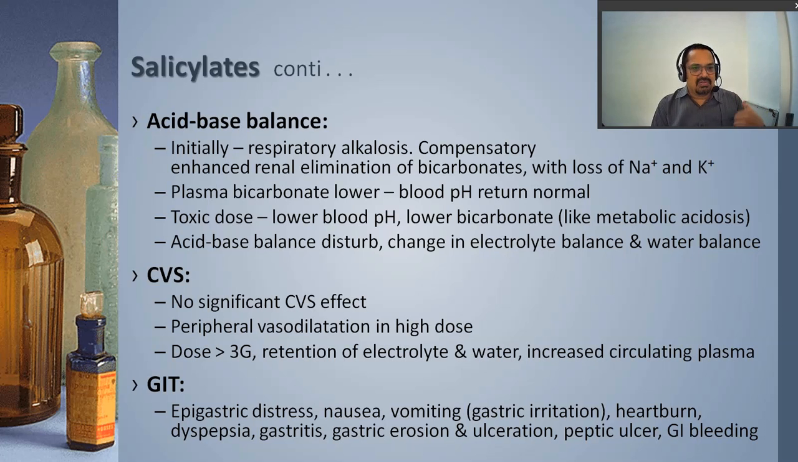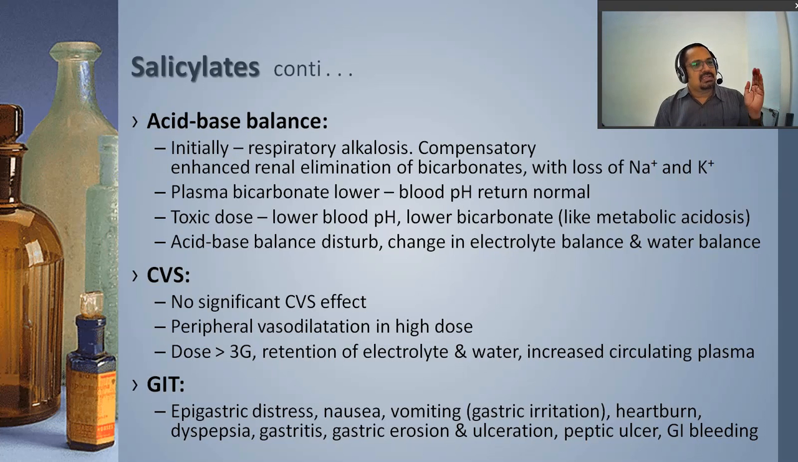Plasma bicarbonate level will be reduced and blood pH will return to its normal level. In a toxic dose, they lower the blood pH and lower the bicarbonate, like metabolic acidosis. Acid base balance will be entirely disturbed over there. There is a change in the electrolyte balance and water balance of our body. So these are the typical actions of salicylates on acid base balance.